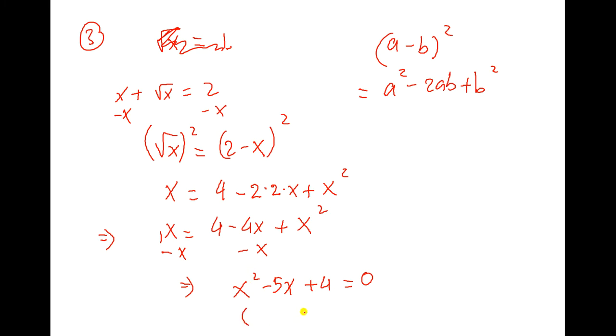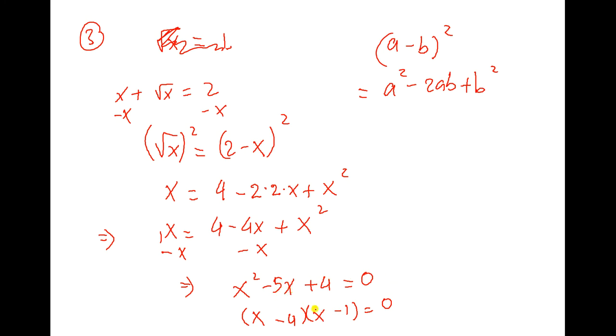So let's see, we are trying to factor this one. This is x and x. We are looking for two numbers. When I multiply, I want it to be 4. When I add them, I want it to be minus 5. So it looks to me like minus 4 and minus 1 are the correct ones, because minus 4 times minus 1 is plus 4. Minus 4 plus minus 1 is minus 5.